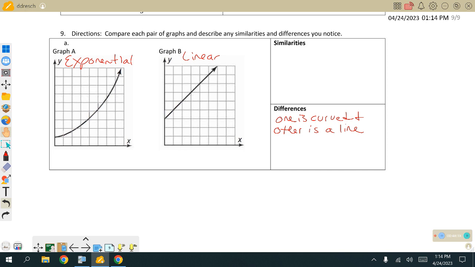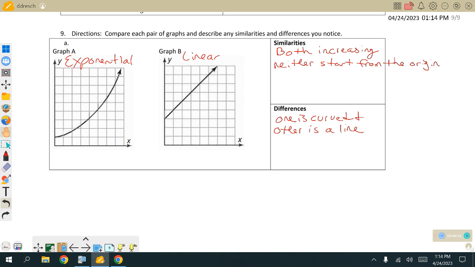Now, what are some similarities? There you go. Very nicely said. Let's use that math vocabulary. Both increasing. Okay. Other things that we might be able to say. Neither start from 0. Let's say neither start from the origin.